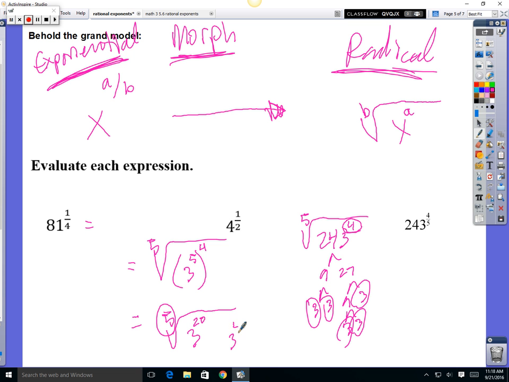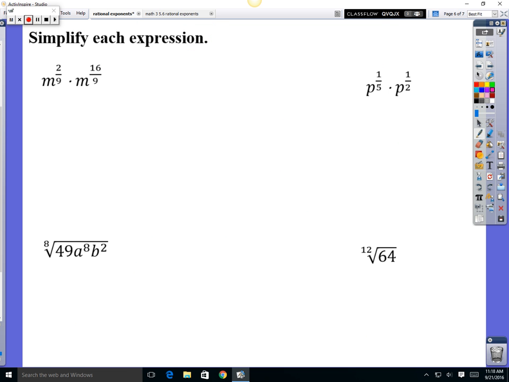Because I've got 3 to the 5, 3 to the 10, 3 to the 15, 3 to the 20. If I rewrite them in powers of 5, 4 of them will come out. And 3 to the 4th is 81. Awesome. Next.